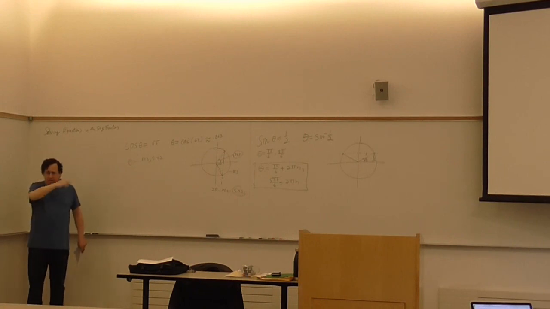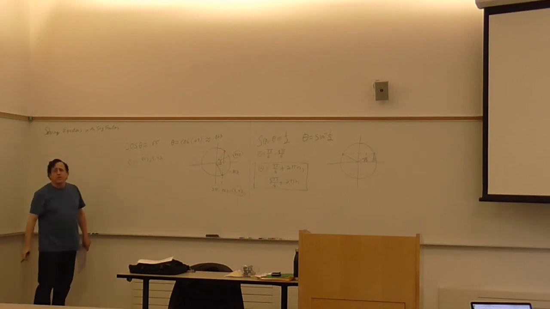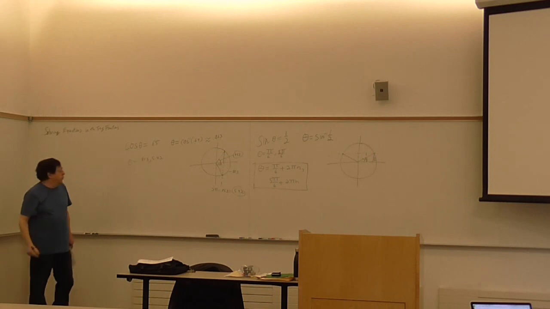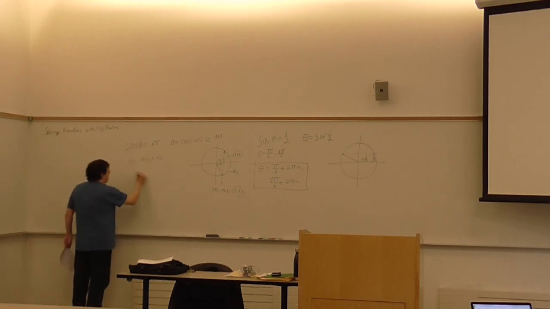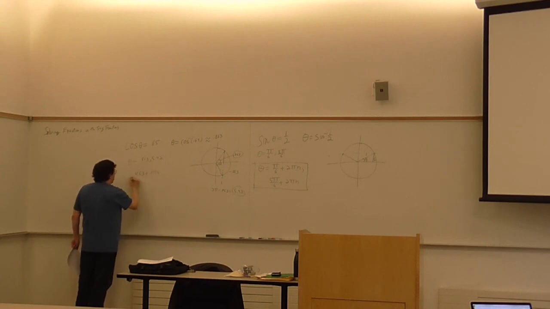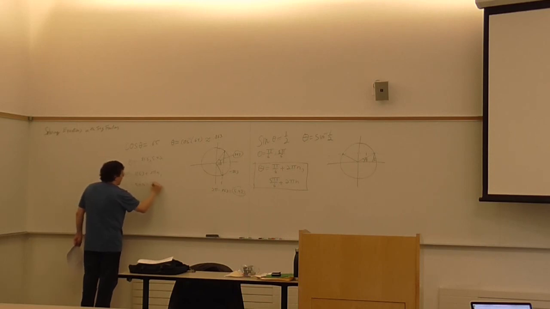But again, every time you go around the circle, you're going to get solutions. So it's really 0.863 plus 2 pi n and 5.42 plus 2 pi n.